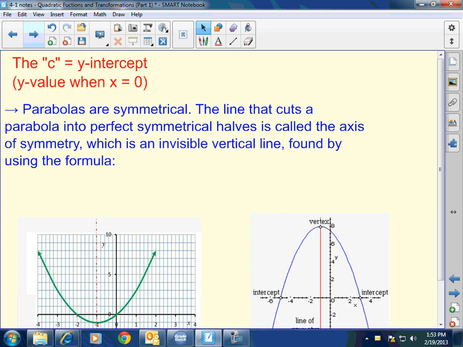Now, parabolas are symmetrical, all right? If you remember back when you guys were kids, and it was Valentine's Day, and you guys were small, or Mother's Day, you would fold a paper in half, right? And then you draw one half of a heart, or a letter, or a star, or whatever, and then you cut it, right? You guys remember that? That's the perfect example of symmetry. Symmetry is when you cut something in exact, perfect halves.